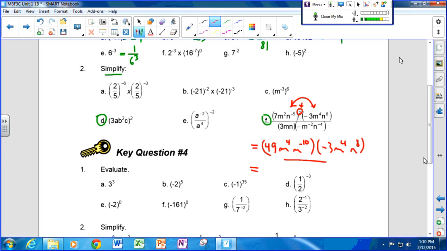And so now it's a matter of combining. You're just going to multiply things out, right? So negative 3 times 49 is, well, whatever that is. m to the 4 times m to the 4. Now, that's going to be m to the 4 plus 4, which is 8. Okay, I guess I better figure out what 49 times negative 3 is.